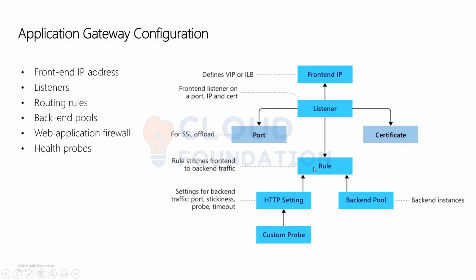Behind the rule that you're creating, you'll have your HTTP settings. I can have respective stickiness or probes or whatever timeout you want to mention. And for taking these requests and processing them, you have your back end pool over here. Within the back end pool, you'll have your VMs, your virtual machine scale set. You can have your app services over here. All these things you can create within your back end pool.